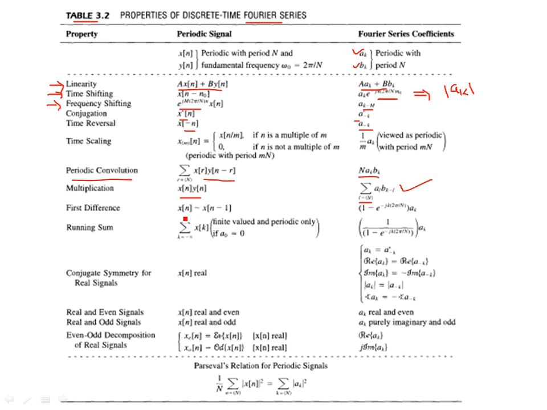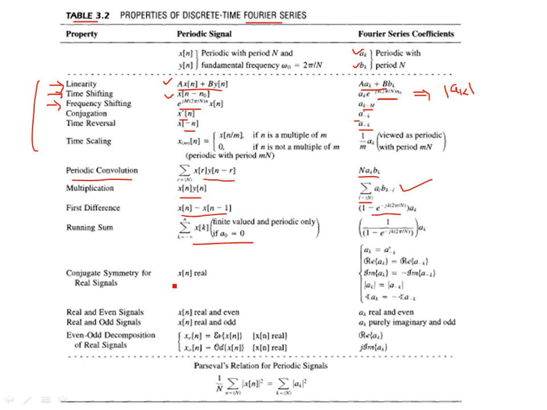Okay, so if you see over here, for example, the first difference, you can just use the linearity property and the time shifting property. So for example, over here, this is (1 minus e to the minus j k 2 pi over N) times a_k. So the first difference and running sum can be evaluated by invoking the first few properties. Okay.